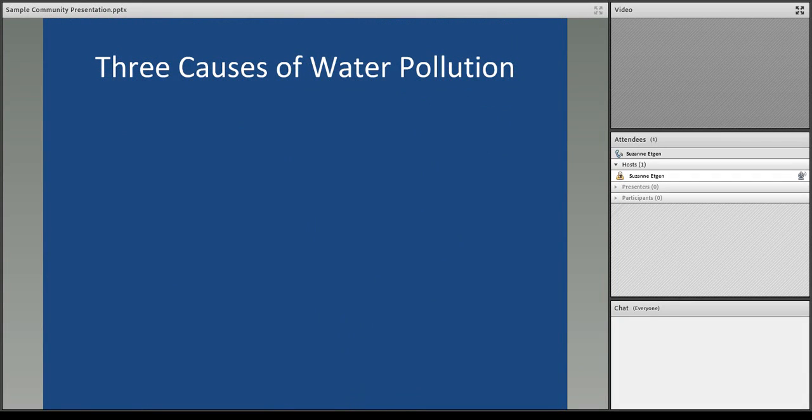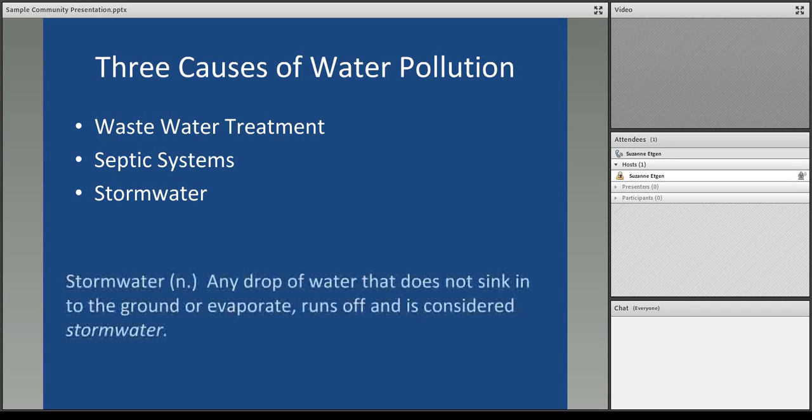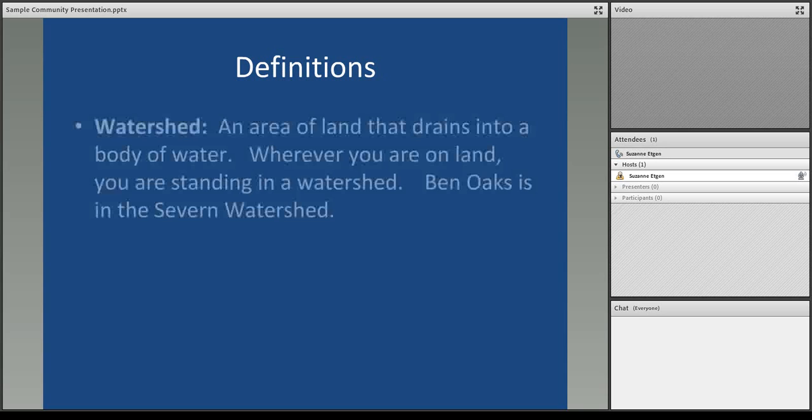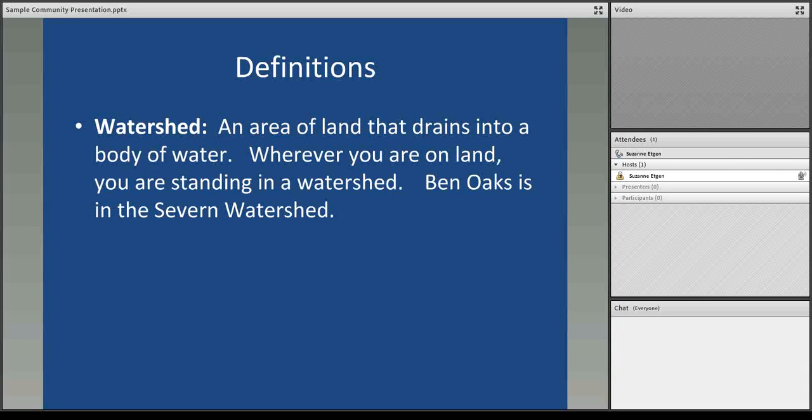And we know now that there are 3 causes of water pollution here in Anne Arundel County. And I might pause and ask people what they think the 3 causes are and solicit a little bit of communication. But essentially, these are the 3, with stormwater being the one, and you want to define that. So also for definitions, and particularly for this illustration of how stormwater works, it's important to understand what a watershed is. And I'd ask people if they know what a watershed is.